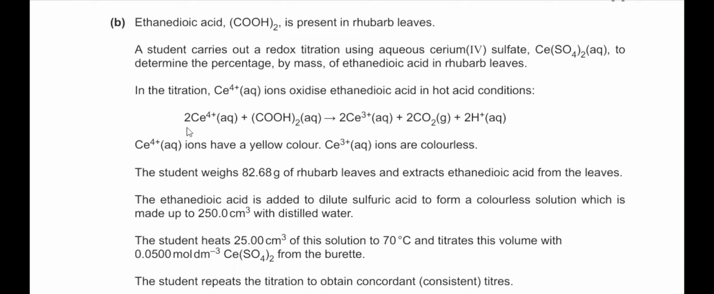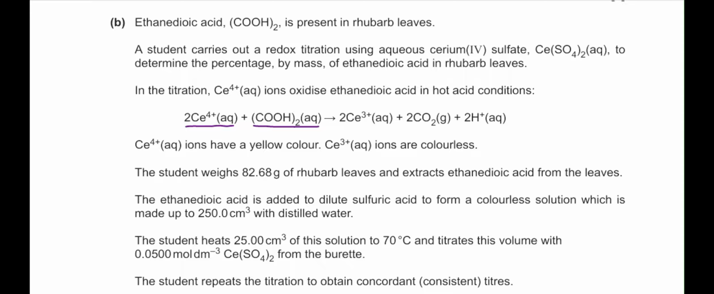Notice here 2 moles here and 1 mole here. That's the proportion. Ce4+ aqueous ions have a yellow color. Ce3+ aqueous ions are colorless. The student weighs 82.68 grams of rhubarb leaves and extracts ethane dioic acid from the leaves. The ethane dioic acid is added to dilute sulfuric acid to form a colorless solution which is made up to 250 cubic centimeters with distilled water.